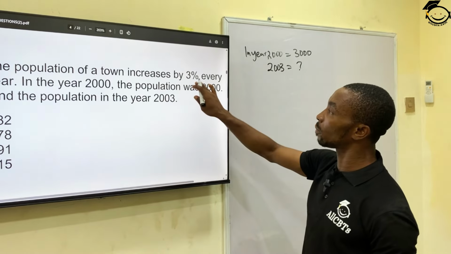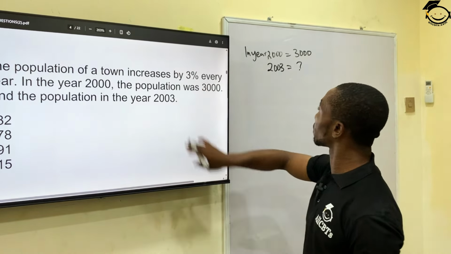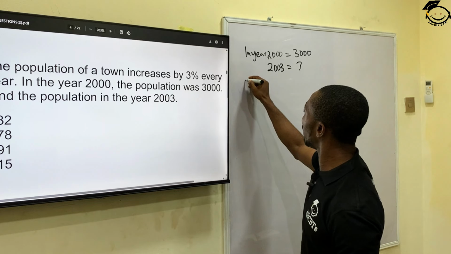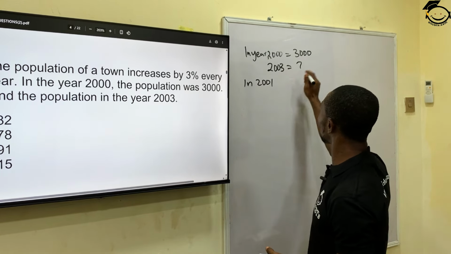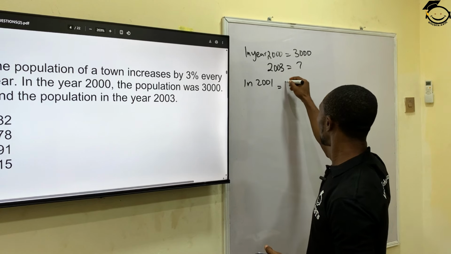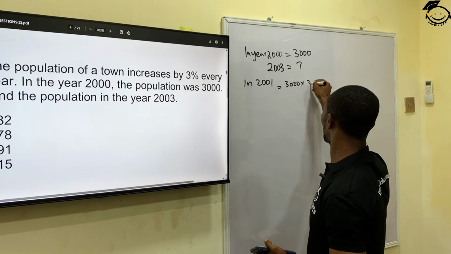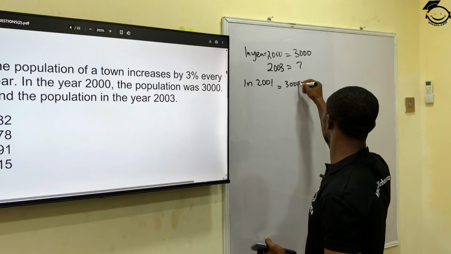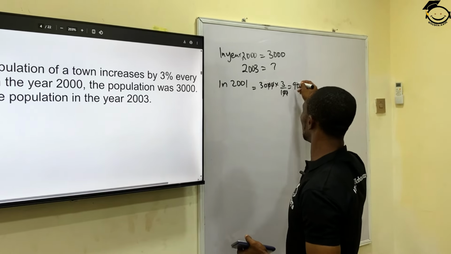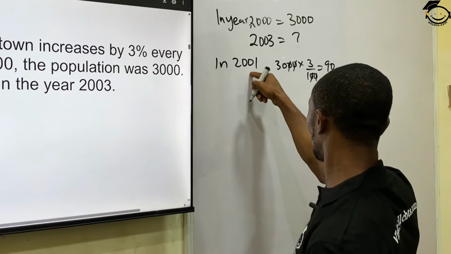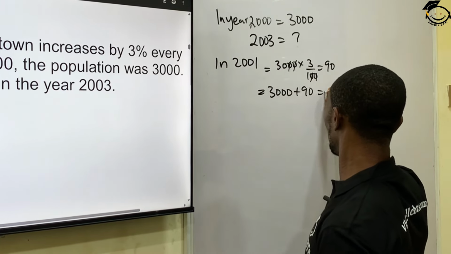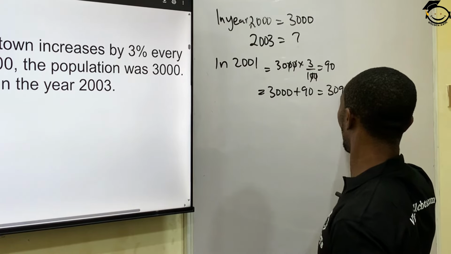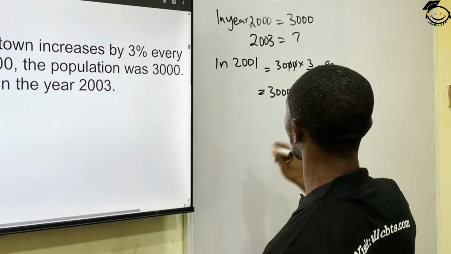Now, we'll be given the information that it increases by 3% every year. So in 2001, 3% of 3,000 will become 3,000 times 3 over 100. That will give us 90. So the population in 2001 will become 3,000 plus 90, which is 3,090. That's our population in 2001.